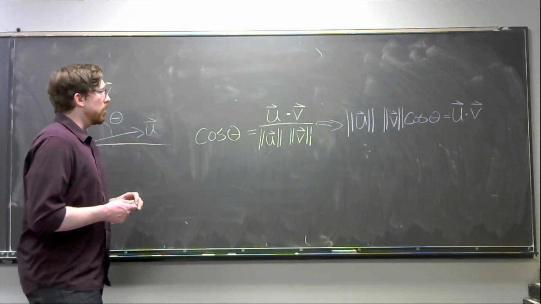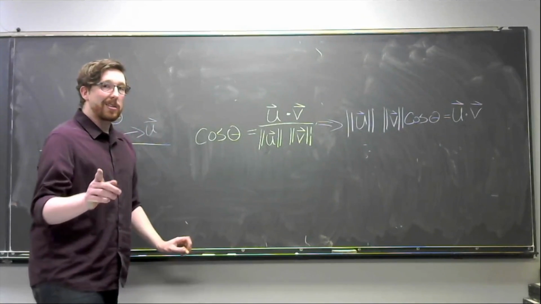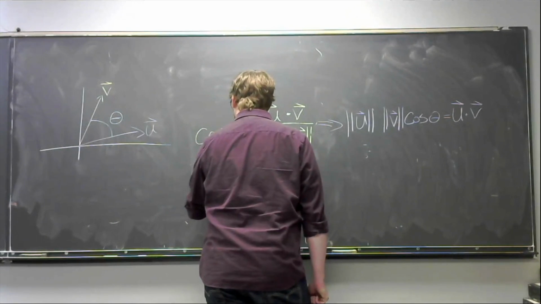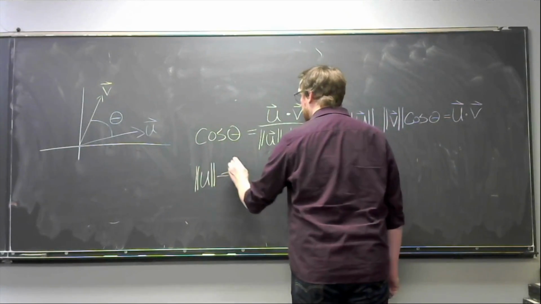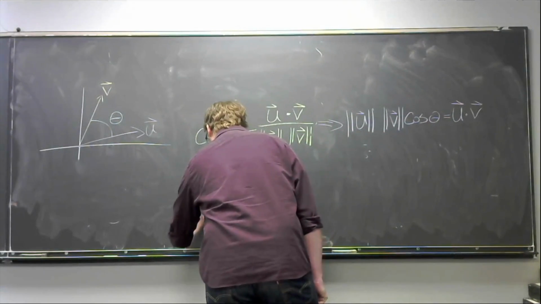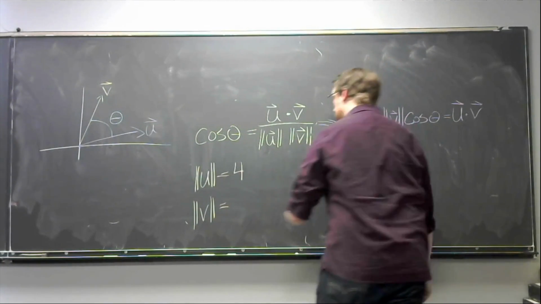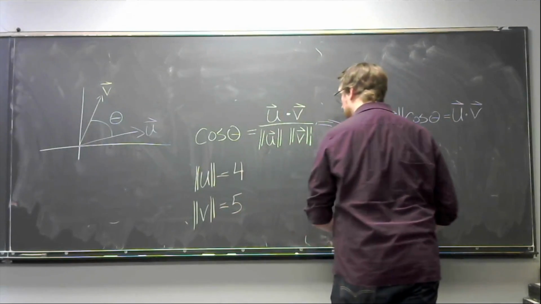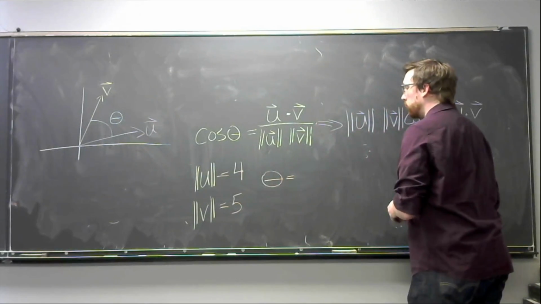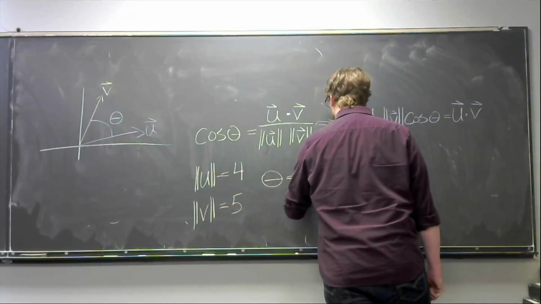But that's neither here nor there. So, what I am saying is, let's say I told you that u has a magnitude of, let's say 4. That v has a magnitude of, let's just say 5. And that the angle between them was, let's say 30. No, let's say 45. It's a good number. 45 degrees.